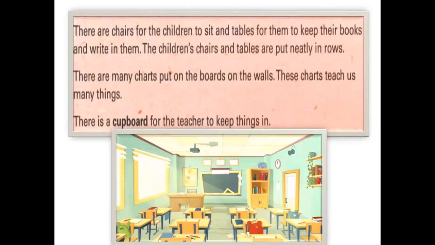Next, there are chairs for the children to sit on and a table for them to keep their books and write. Yes or no, children? Always the chairs and tables we have to keep neatly in rows. Yes or no? When you go to school, your chairs and tables should always be neat and in rows.